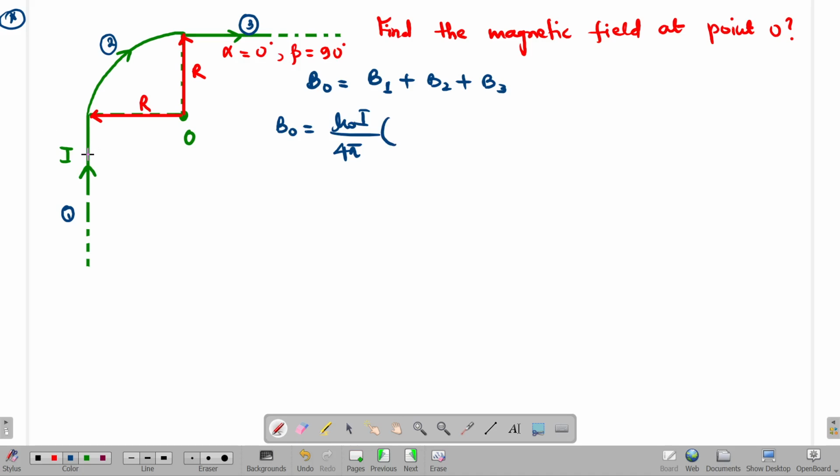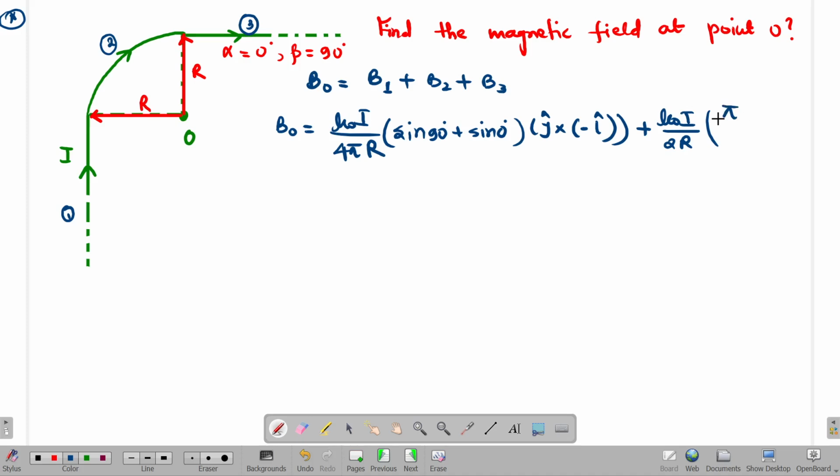And L cap, yes, 4 pi r. Now, if I take L cap cross R cap, L cap is J cap and R cap is minus I cap, isn't it? Then plus, due to this arc, mu naught I by 2R, here theta is 90 degree, that means pi by 2, divided by 2 pi, isn't it?